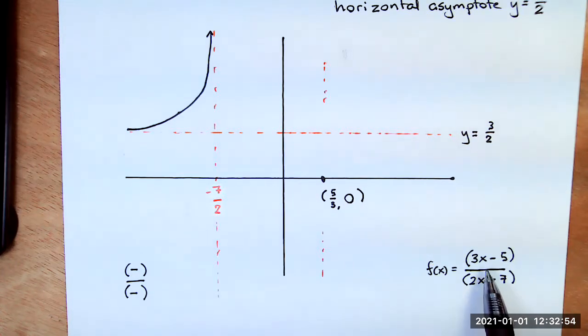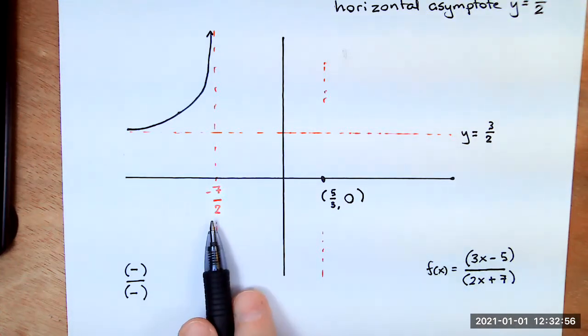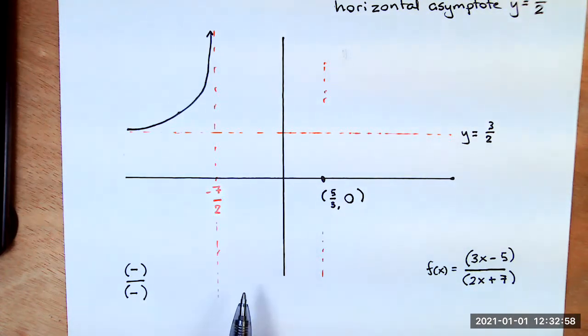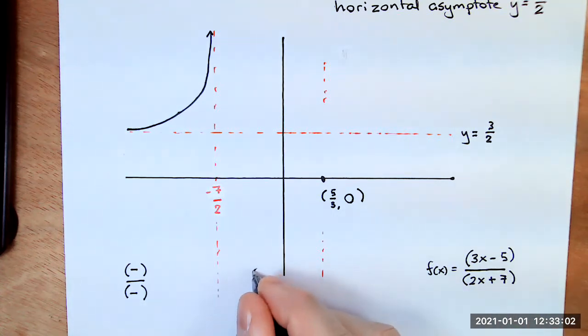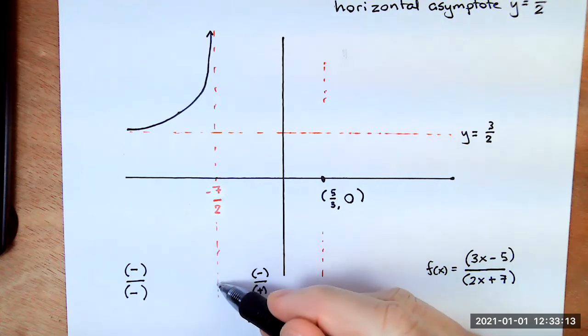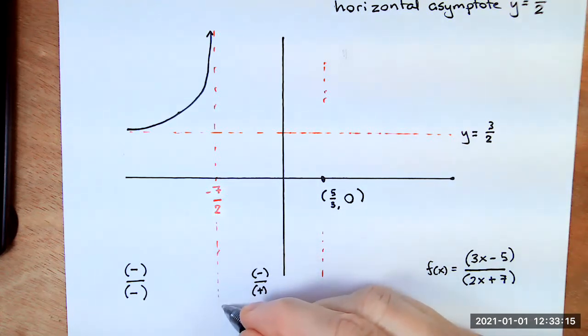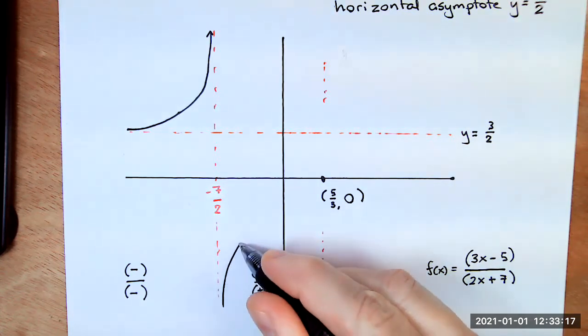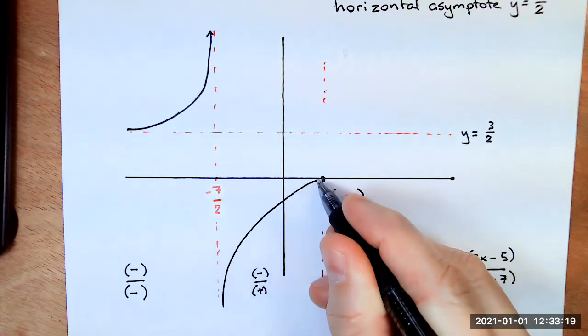Then we plug in any number between negative 7/2 and 5/3, like 0. The numerator will be negative. The denominator will be positive. So the whole thing is negative. So I have a vertical asymptote, so that'll go to negative infinity. And then we have an x-intercept.